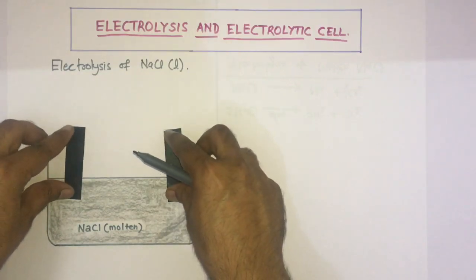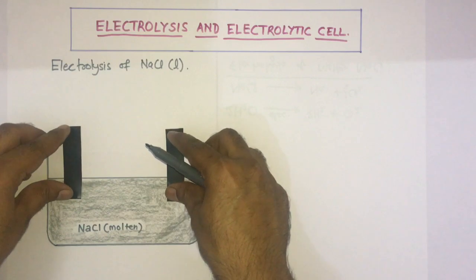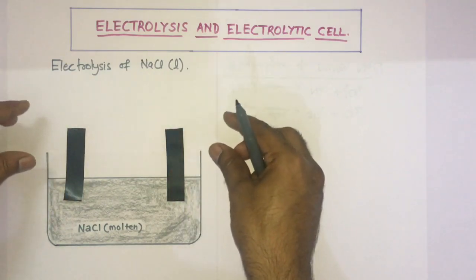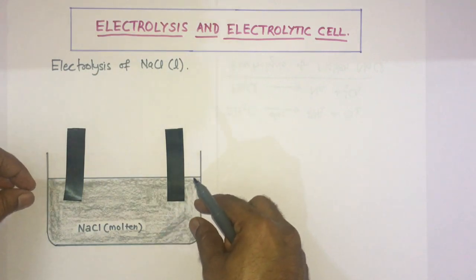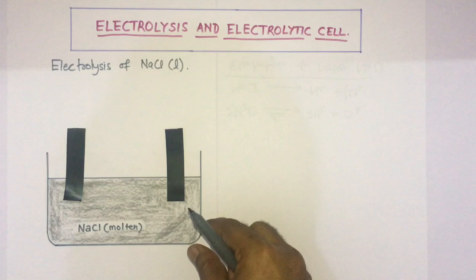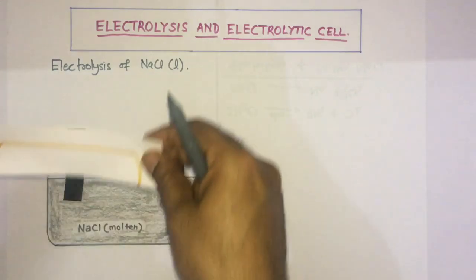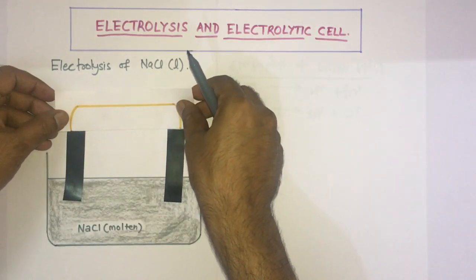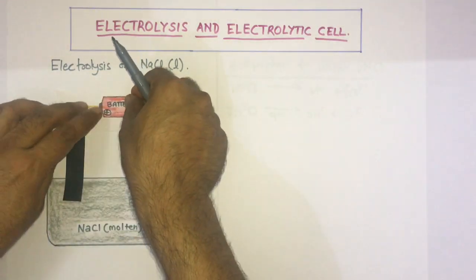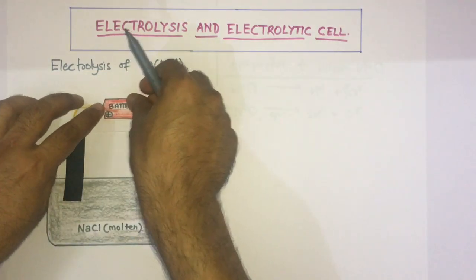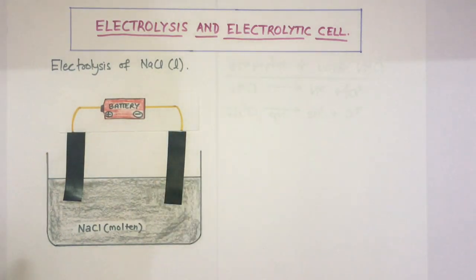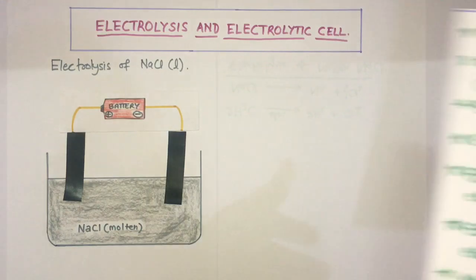Now, unlike the electrochemical cell or galvanic cell in which the two electrodes are dipped into different solutions, here the two electrodes are dipped in the same solution, so there is no need of a salt bridge in an electrolytic cell. The two electrodes are connected to a wire, and an external source of battery is hooked up in the wire. So this is the complete setup of the electrolytic cell, electrolysis of molten sodium chloride.